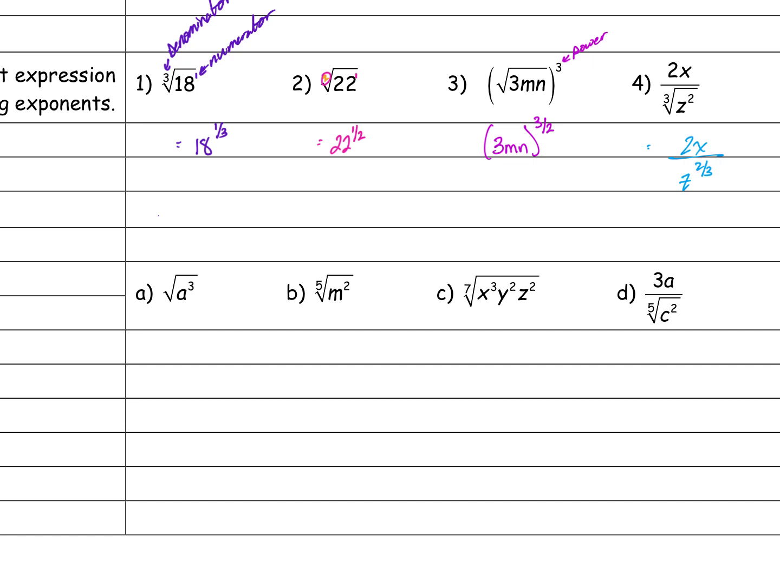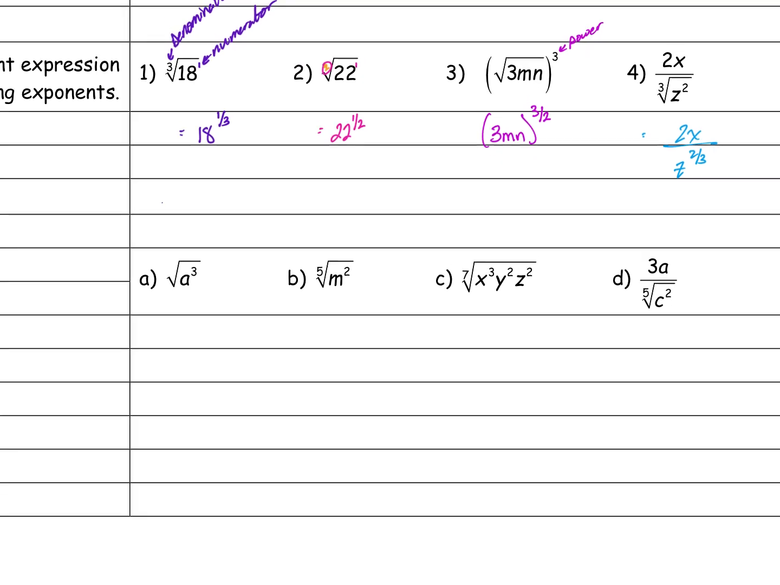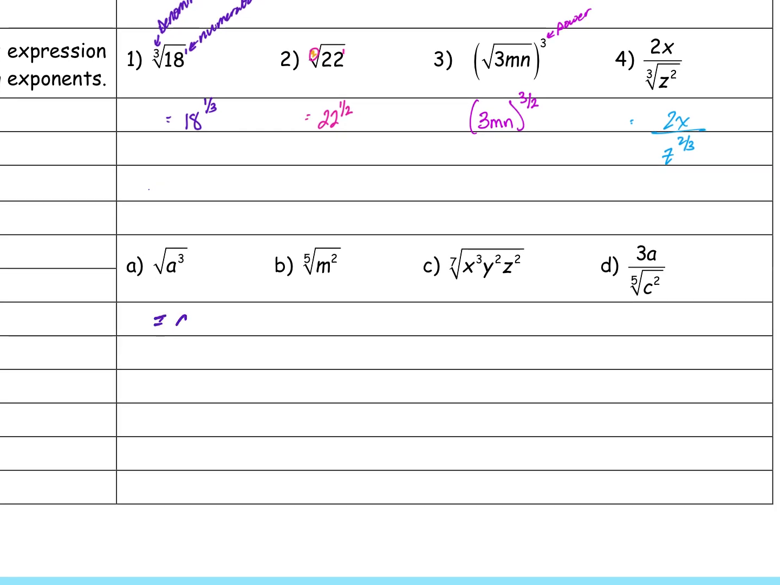Okay, so your answer should have been a to the 3/2. Is that correct? Yeah, I think that's right. And m to the 2/5. And then this one's going to be a little harder. It's x to the 3/7, y to the 2/7, and z to the 2/7. And then the last one would be 3a over c to the 2/5. Okay, that's it. Done. Questions?